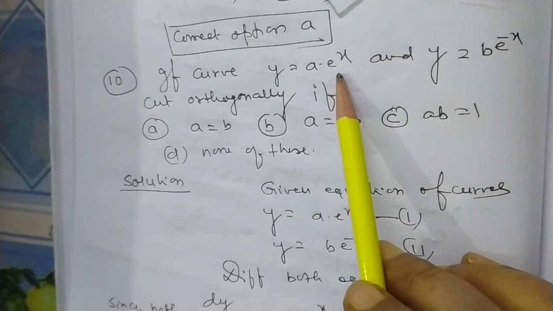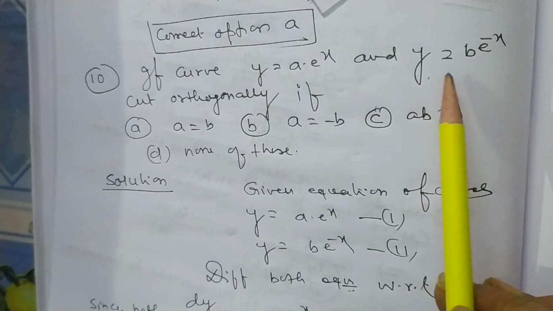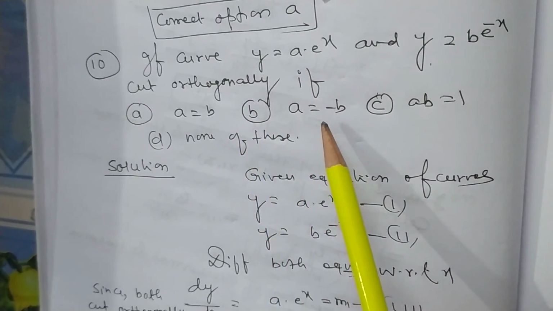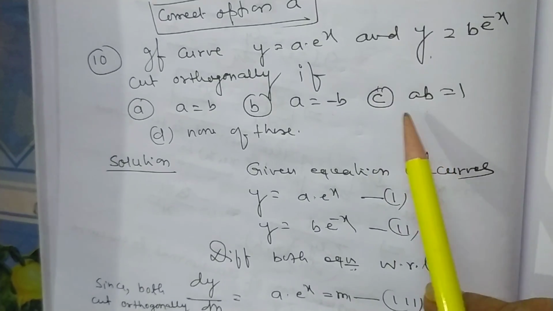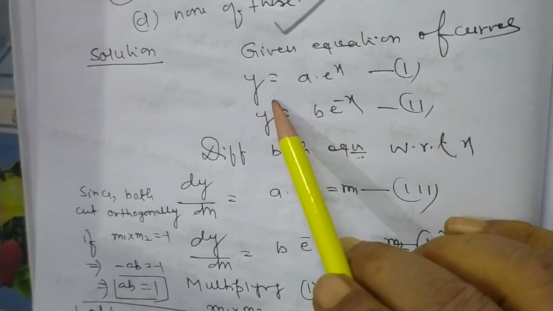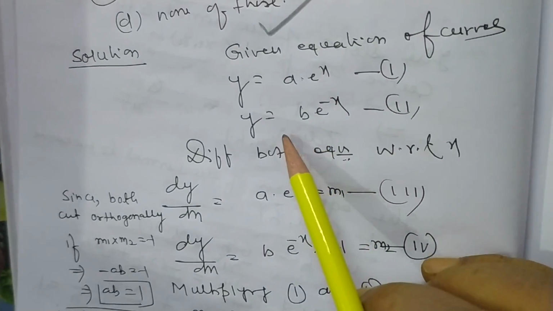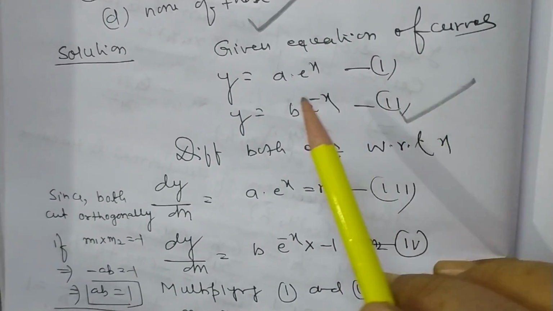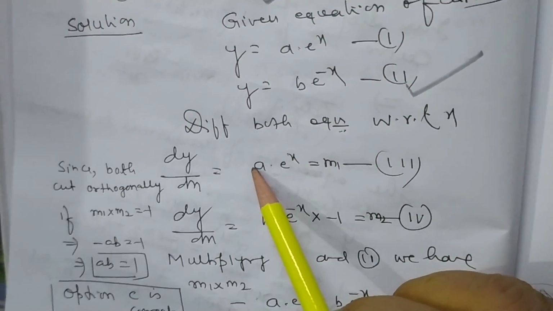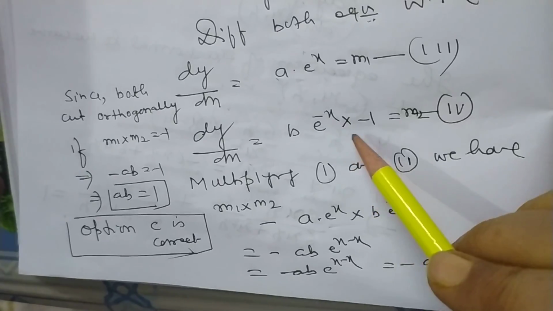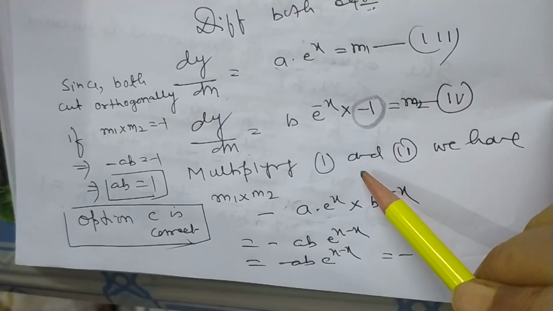The curves y is equal to a into e to the power x and y is equal to b into e to the power minus x cut orthogonally if a is equal to b, a is equal to minus b, ab is equal to 1, none of these. Given equations of curves are y is equal to a into e to the power x, y is equal to b into e to the power minus x, second. Differentiating both sides with respect to x, dy by dx of a into e to the power x is equal to m1. dy by dx of b into e to the power minus x is equal to m2.